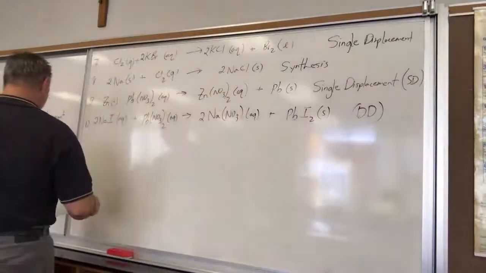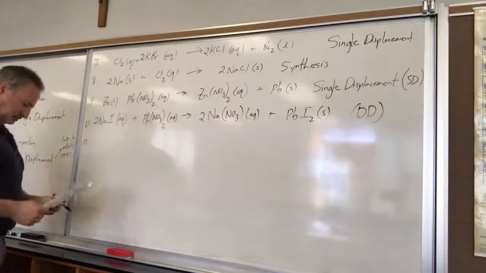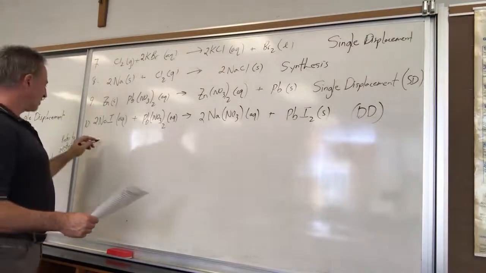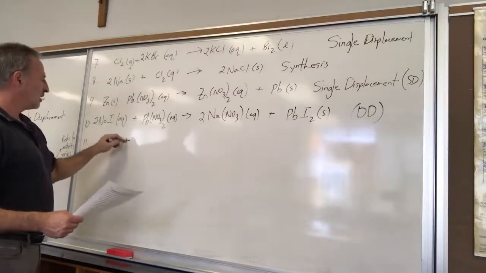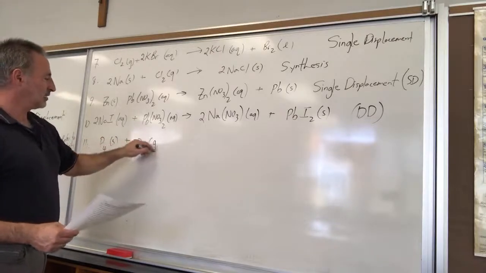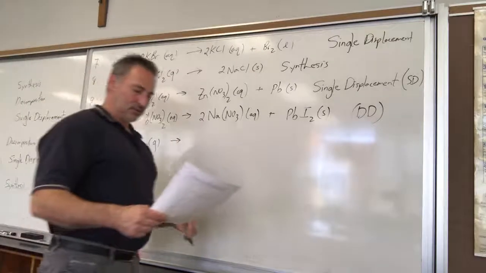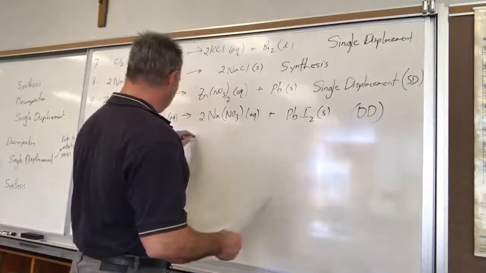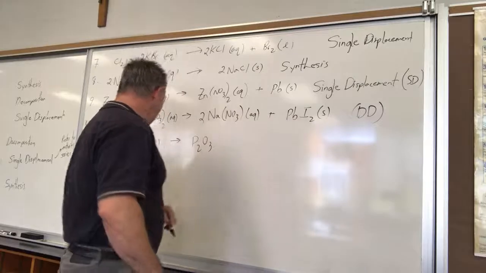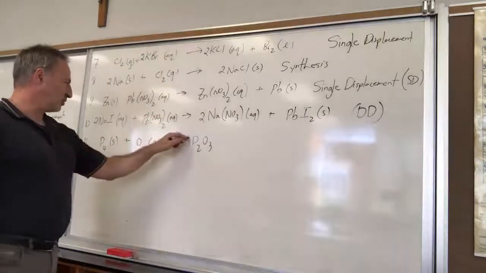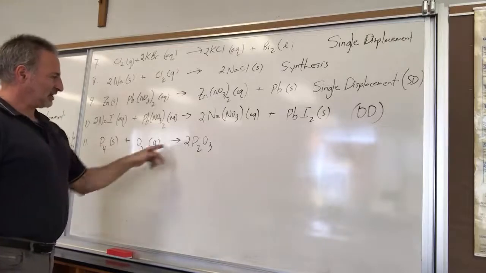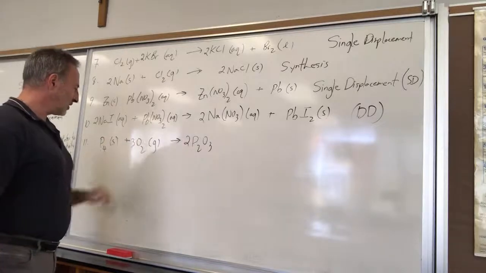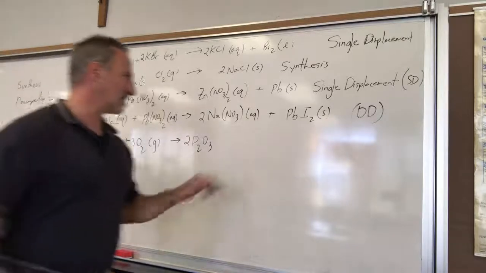11. It shows phosphorus, which is likely a solid under these conditions, and O2 gas. They can react to give you diphosphorus trioxide. So I would say put 2 over here to give you the 4 phosphoruses. And then you have 6 oxygens, so you can put a 3 on the oxygen and it'll be balanced. This is a synthesis reaction.